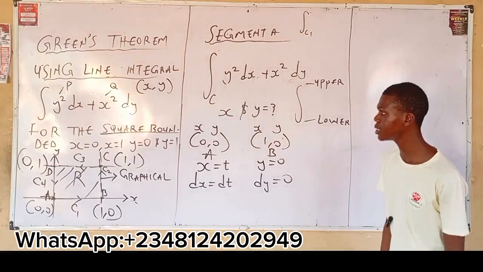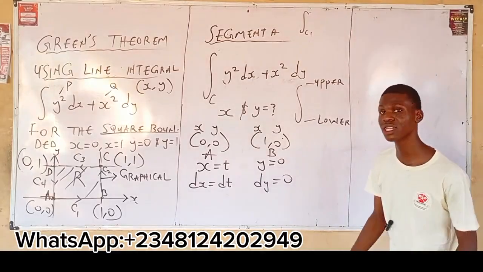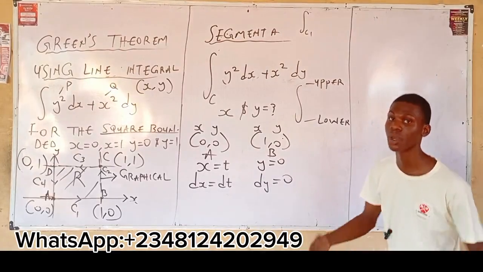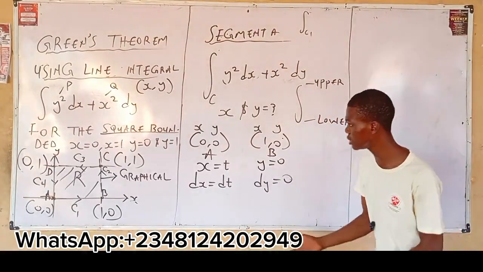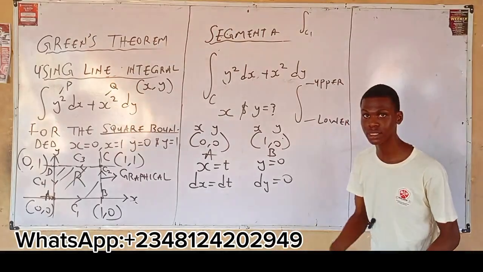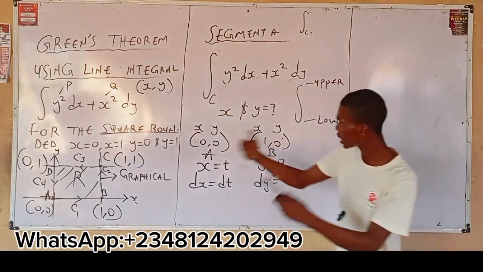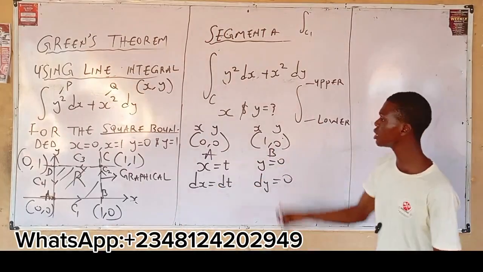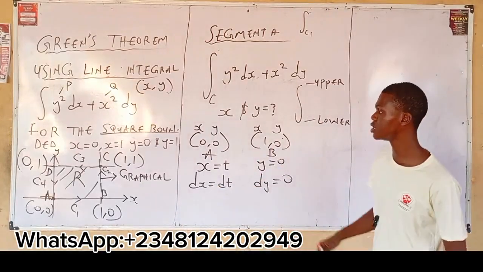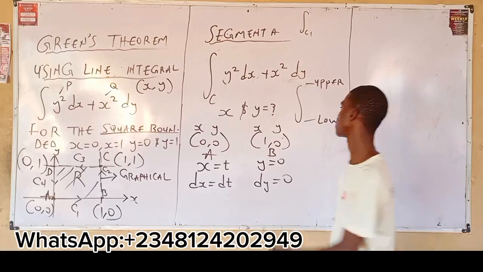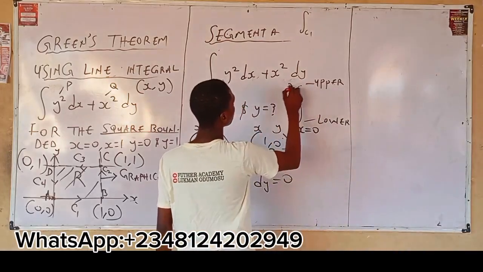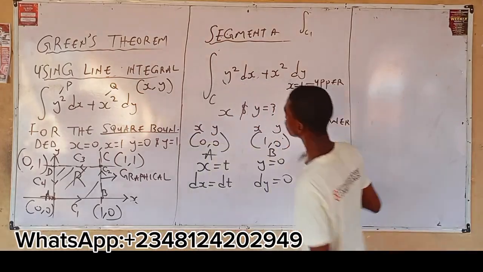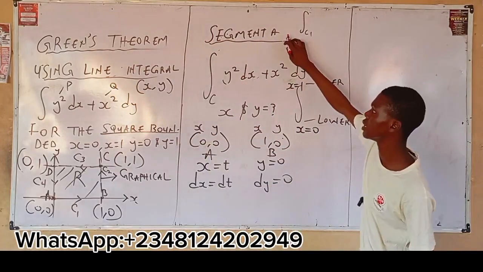It starts at 0 and it is ending at 1. The coordinate that you are using is not necessarily always x. It might be y in some cases, but in this instance, it is x that is changing. Where you are starting is your lower limit, where you are ending is your upper limit. So your lower limit is x equals 0, and your upper limit is x equals 1. These are all you need for segment A.